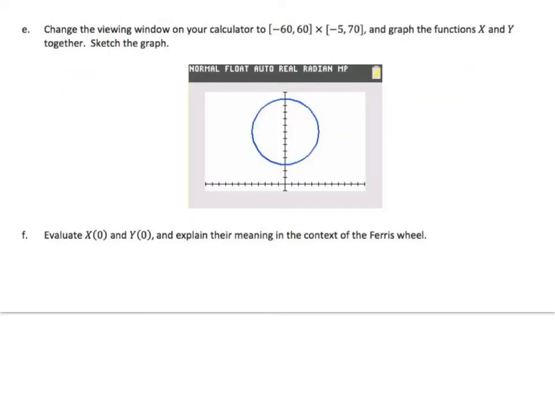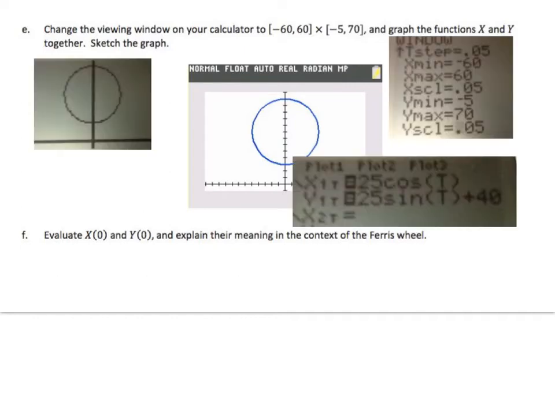Okay, change the viewing window on your calculator and graph the functions x and y together. Sketch the graph. Hold on a second, I will take some pictures of my calculator. Alright, there we go. I just changed the viewing window like it asked. I typed in plus 40 to the sine function and got the circle. It's pretty cool.